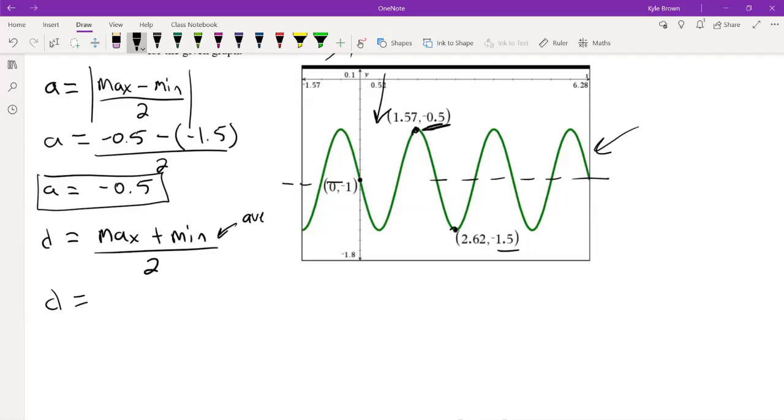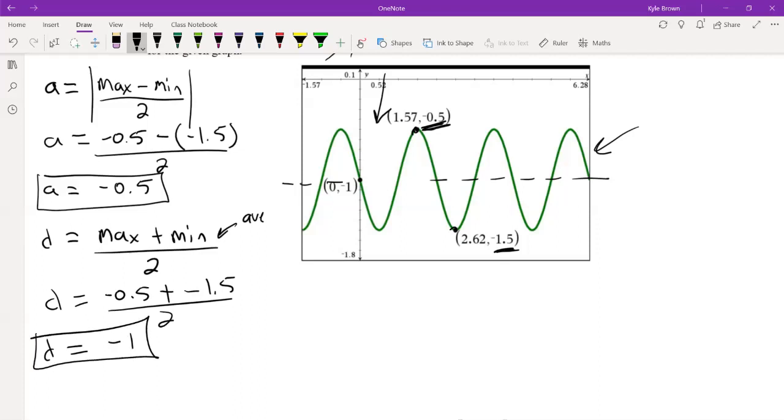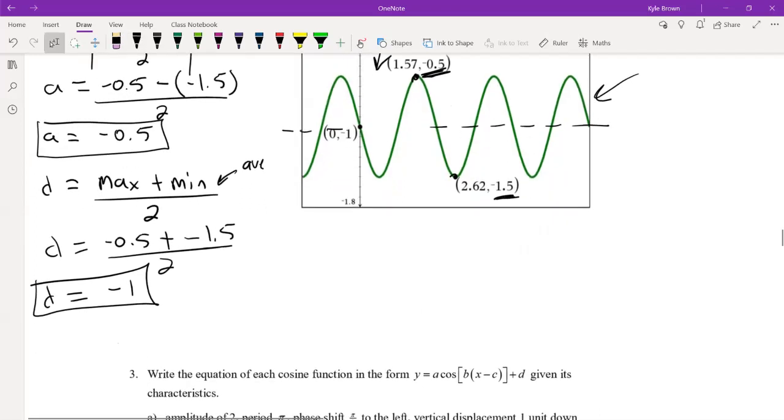And again, it's a little bit more confusing with the negatives, but it's still true. So if we had negative 0.5, our max y value, plus negative 1.5, our minimum, divided by 2, then we get a D value of negative 1. All right, we're piecing it together. We've got two of the pieces already. So now let's find our B value.